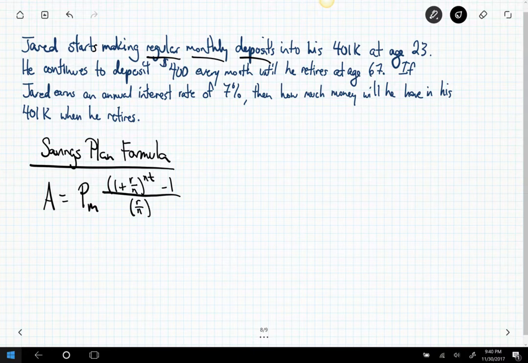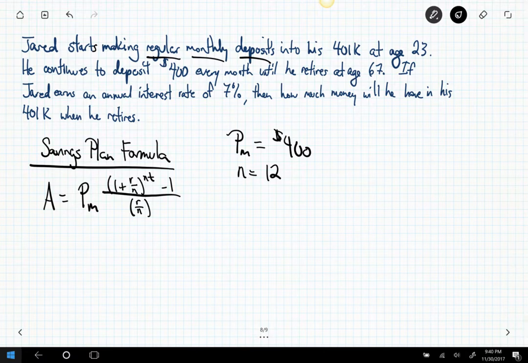So now we need some information. Okay? And so let's see, what seems to be the easiest? Well, P with the subscript M, what's a regular deposit amount? That's $400. Okay, so that's not so bad. Notice it is monthly deposits, so in this case we're going to be talking N equals 12 because it's 12 times per year. What else do we have?